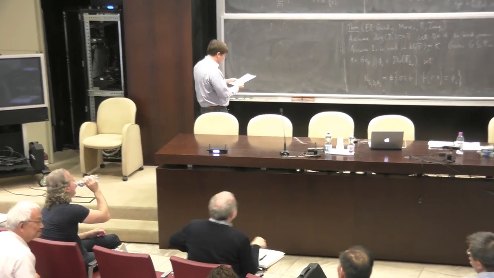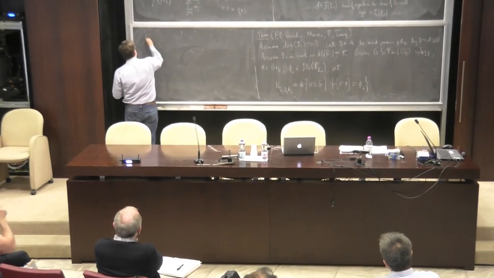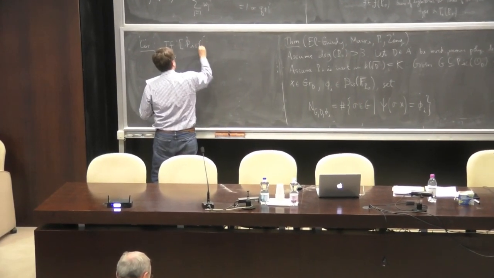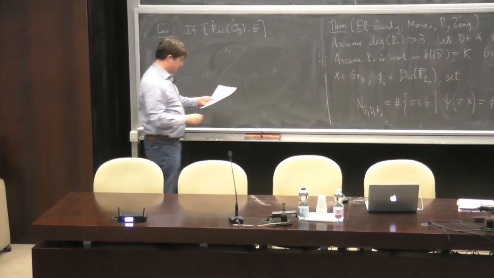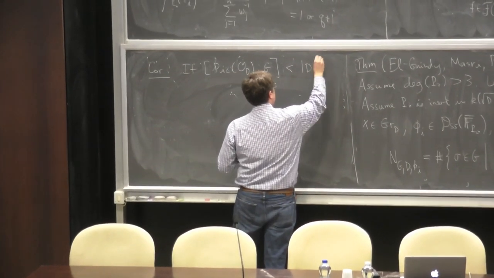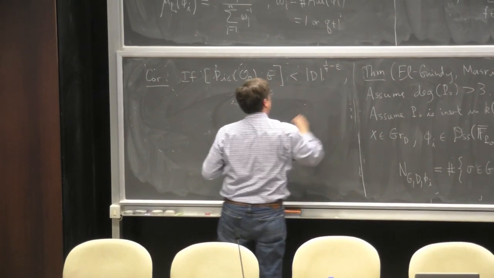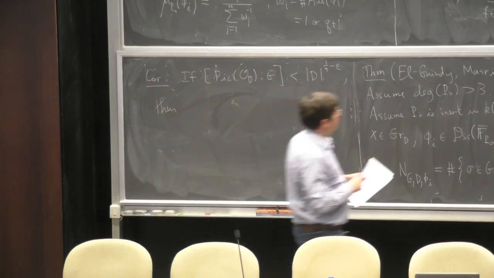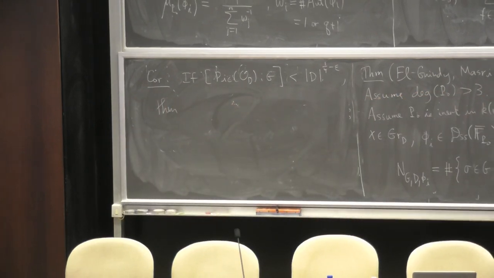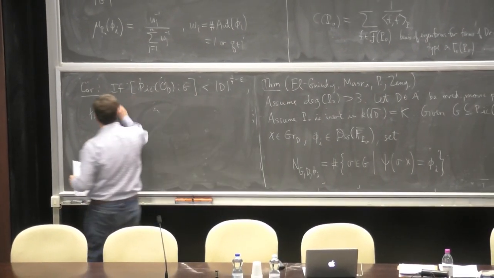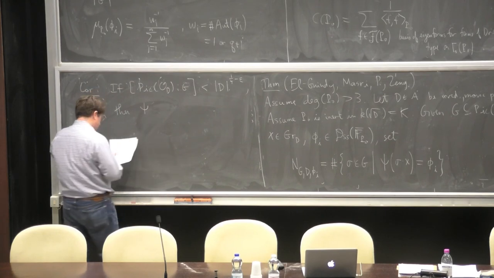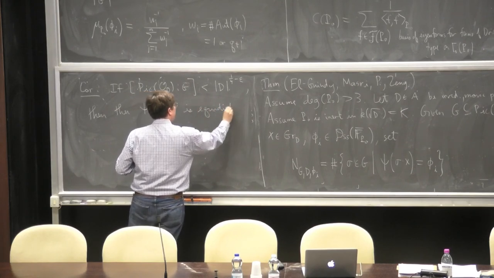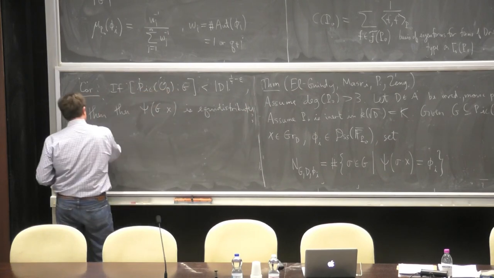I mean, so basically, as a kind of corollary, if this index, we don't have a ton of control on this in general, but if it satisfies that it's less than the size of D to the 1/4 minus epsilon, then basically, what happens as the degree of D gets large is that this goes to zero. So the way to say it, I guess, is that the orbit of X is equidistributed with respect to mu P naught.